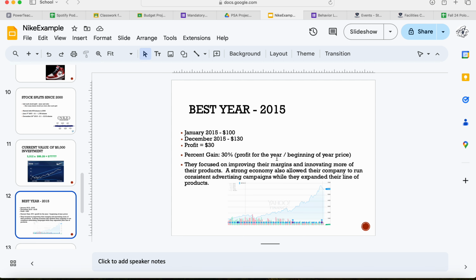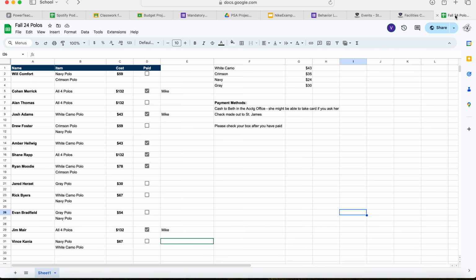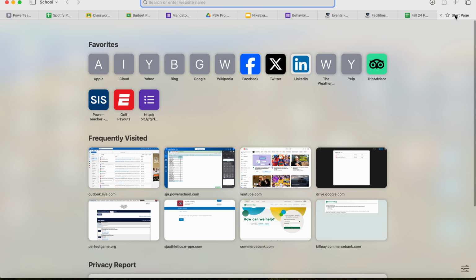All right, best year. People get caught up with this. It is not that hard. Just watch me do it real quick. What we're going to look at is every year from the year 2000 to the year 2024 and try to determine what we believe is the best fiscal year. So between January and December.